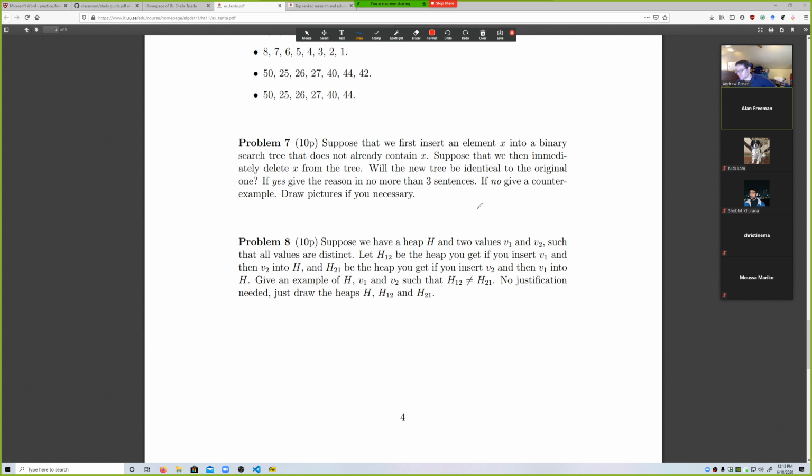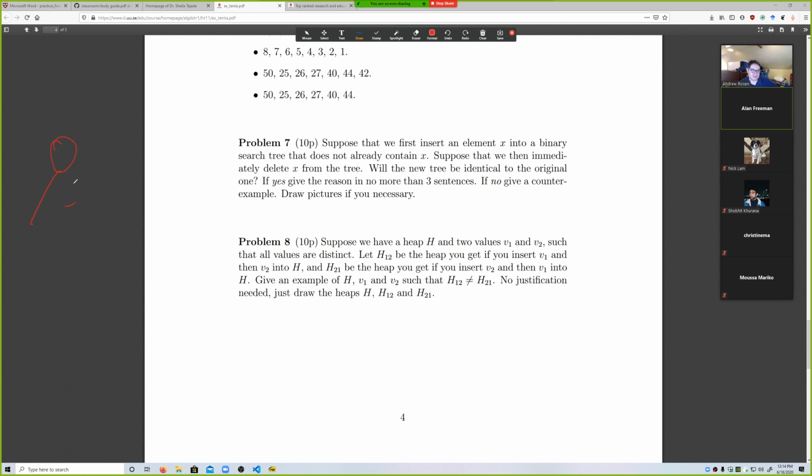So, by being the same as the original, is it going to be the same looking tree? Yes or no? Is it going to be the same tree if you insert an item and immediately delete it? Yes. Why? Because it's going to be inserted into a position that doesn't exist already. And that position is a what? It's going to be a leaf. Yep. And how do you delete a leaf? You just delete it. It doesn't adjust the tree at all, right?